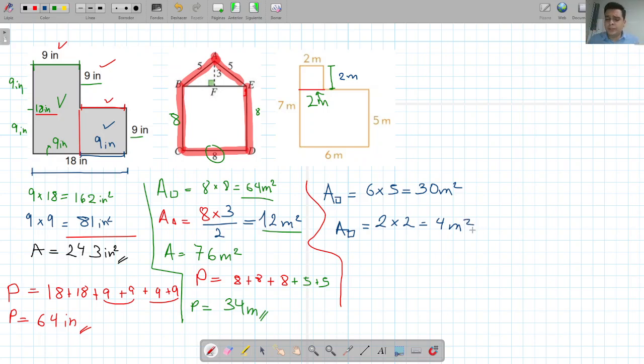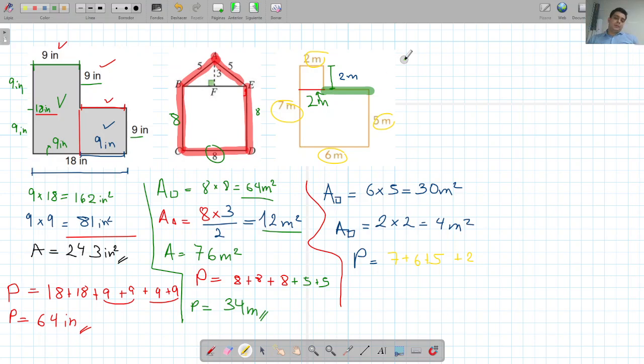Now let's try to find out the perimeter. For the perimeter of this shape, we need to add all the measurements. We got 7. Alright, let's write 7. We got 6. Perfect. We got 5, and we got 2 meters here. That is correct. But we are missing one more side. I don't know if you guessed it. That side is this. How can we know how long that side is?